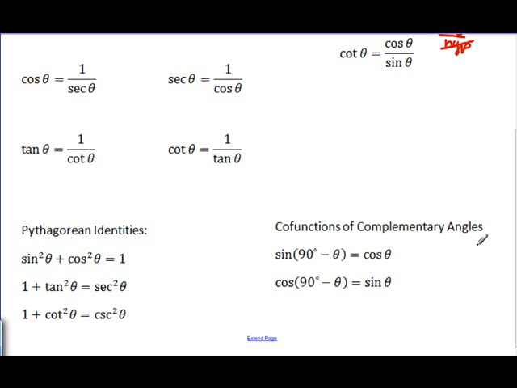Cofunctions of complementary angles. This is kind of what we were talking about before. Do you remember how we said that sine of 30 was equal to the cosine of 60? So the sine of an angle's complement is equal to the cosine of that angle. The cosine of an angle's complement is equal to the sine of that angle.